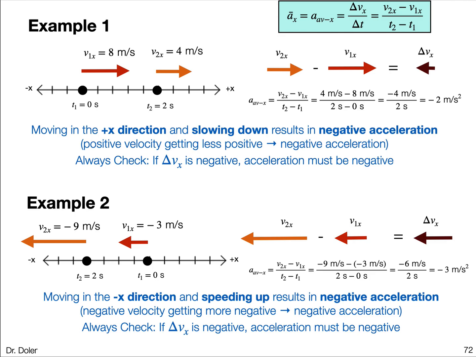So this is also negative acceleration, even though we are speeding up here, right? So it turns out in example 1, we were moving to the right, in the plus x direction and slowing down, and that was negative acceleration. But this time we're moving to the left in the negative x direction and we're speeding up, and that's also negative acceleration. So this can be counterintuitive, but we have to go with our physics definition of acceleration. And our acceleration definition tells us that if we're speeding up in the negative x direction, that is negative acceleration. We have negative velocity getting more negative, that corresponds to negative acceleration.